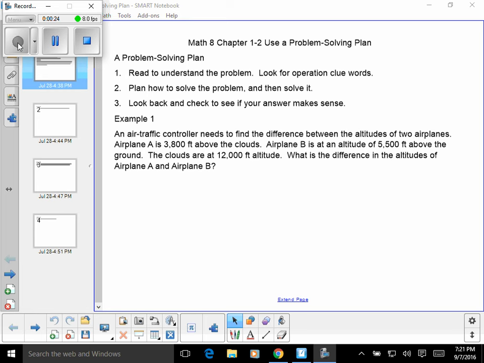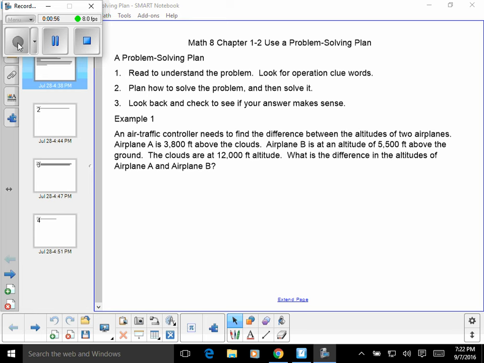Problem solving. There are 3 things that you really want to keep in mind when you are looking at a story problem. First of all, you have to read carefully to understand the problem. Look for your operation clue words. Go back to one of the earliest lessons in this chapter. I believe it's 1-1A, where we talked about writing expressions. What are the clue words for addition, for subtraction, for multiplication, for division?